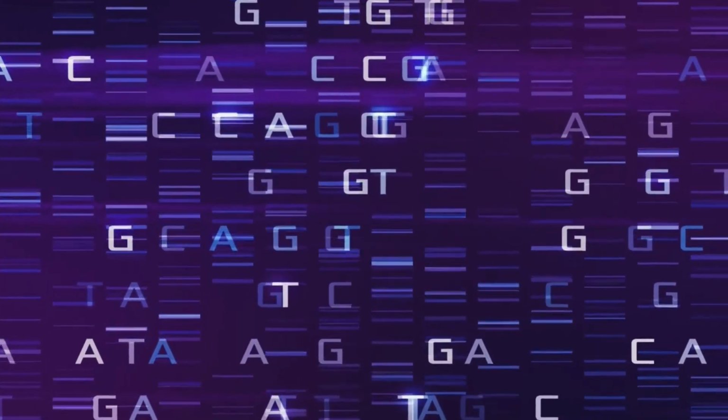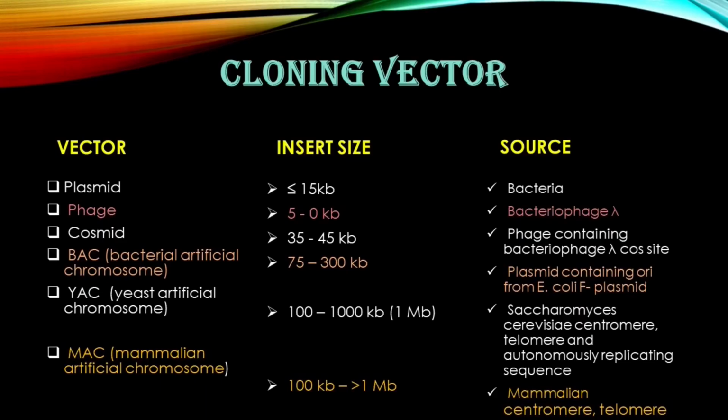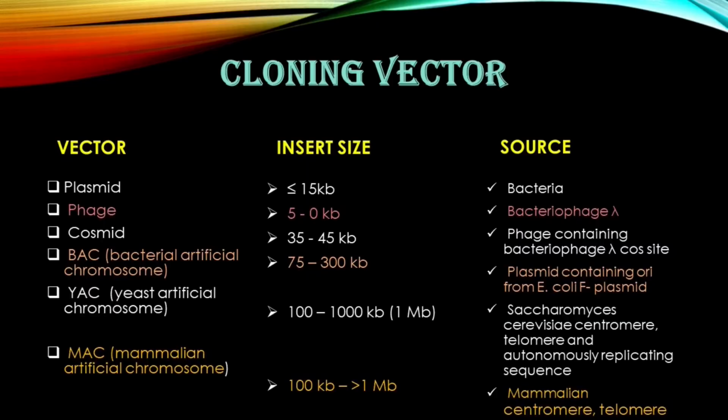Then the vectors such as plasmid, phage, cosmid, BAC, that is the bacterial artificial chromosome, and YAC, that is the yeast artificial chromosome, and MAC, mammalian artificial chromosome. They are derived from the following sources, and they have the following applications also. So let's discuss what it is. As the plasmid vector, its insert size is less than 15 kilobase pairs, and its source is bacteria, and it is used for subcloning and downstream manipulation, complementary DNA cloning and expression analysis.